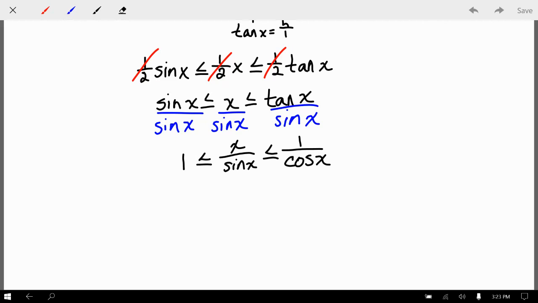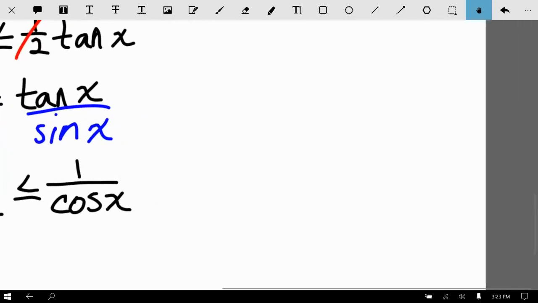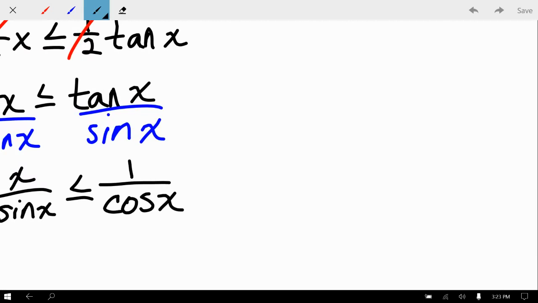Okay, so this is close to what I want it to look like. But notice what's in the middle doesn't look exactly the same as the function I'm trying to work with. I'm trying to work with the function sine x over x. I have x over sine x. So what I'd like to be able to do is take the reciprocal. So off to the side here, before I take the reciprocal, let's think about what would happen if I had, let's say, 1 is less than 2 is less than 3. Okay, so that's an inequality I know to be true.